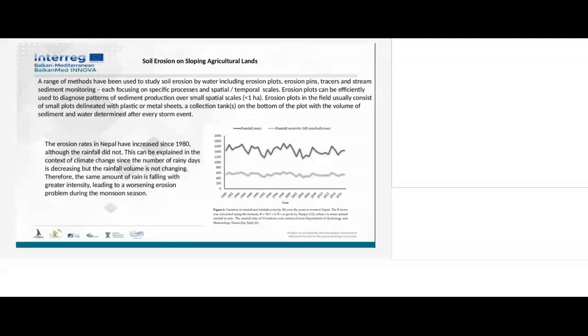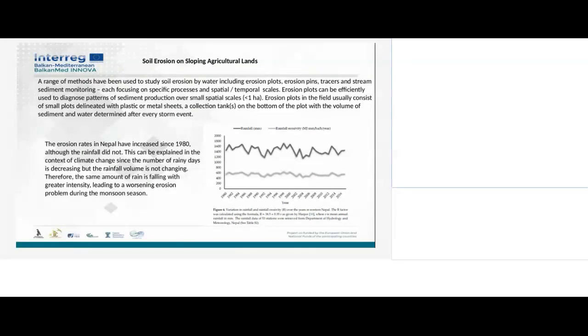Different methods have been used to study soil erosion by water, which include erosion plots, erosion pins, tracers, and stream sediment monitoring. Erosion plots in the field usually consist of small plots delineated with plastic or metal sheets, and collection tanks at the bottom of the plot, with the volume of sediment and water determined after every storm event.